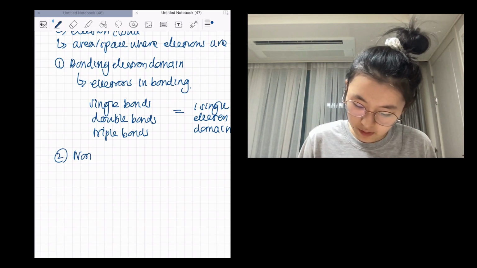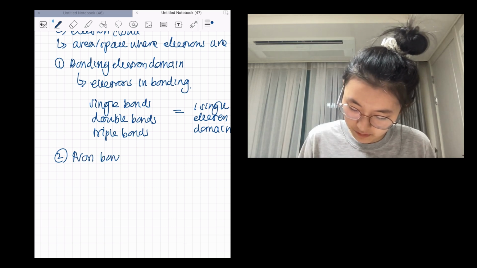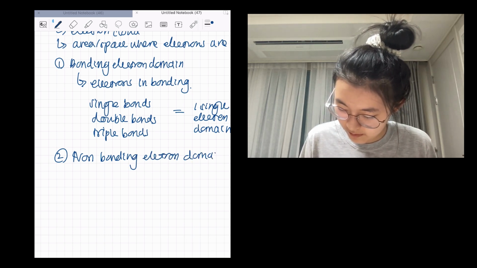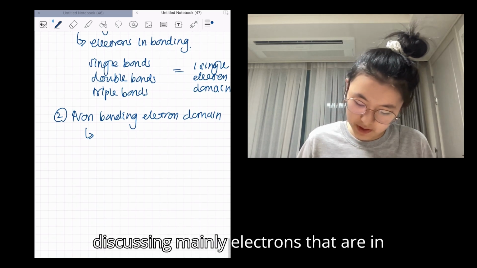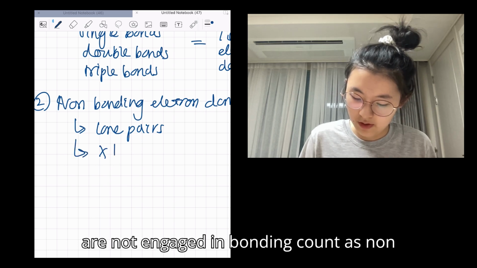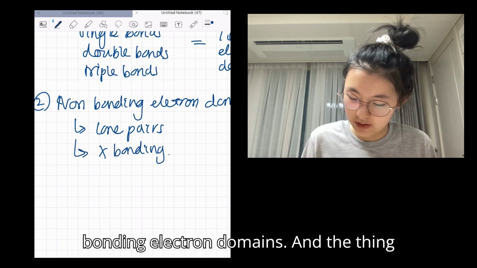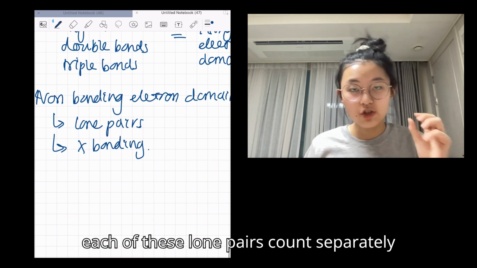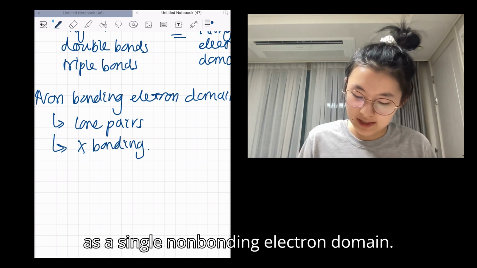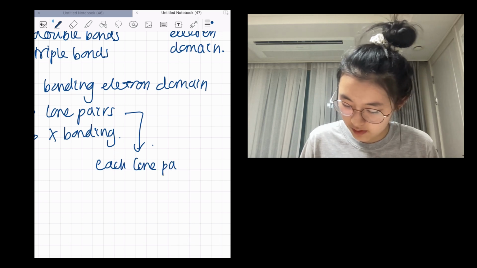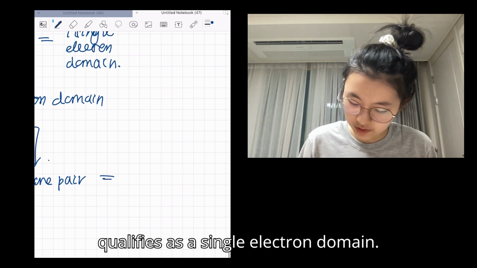Second, we have non-bonding electron domains. And in this type of domain, we're discussing mainly electrons that are in the form of lone pairs. Electrons that are not engaged in bonding count as non-bonding electron domains. And the thing about these non-bonding domains is that each of these lone pairs counts separately as a single non-bonding electron domain. So each lone pair qualifies as a single electron domain.